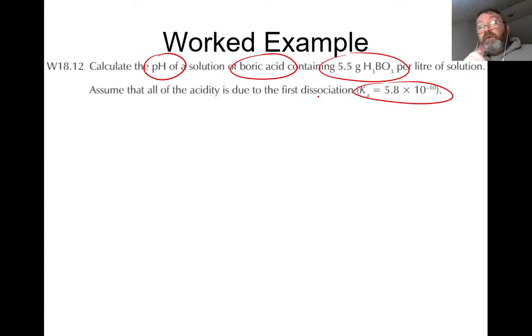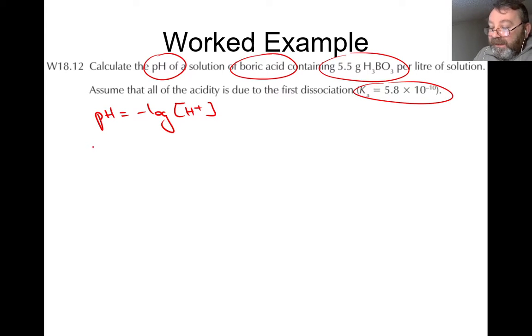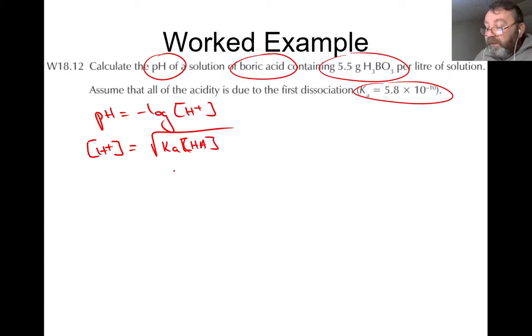Straight away, write down everything you know about pH and acids in terms of their formulas. Here they are. pH equals minus the log of the hydrogen ion concentration. Okay, that's the first one. Secondly, if you don't have the hydrogen ion concentration, you can find it by getting the square root of the product of Ka multiplied by the original concentration of the acid, HA.